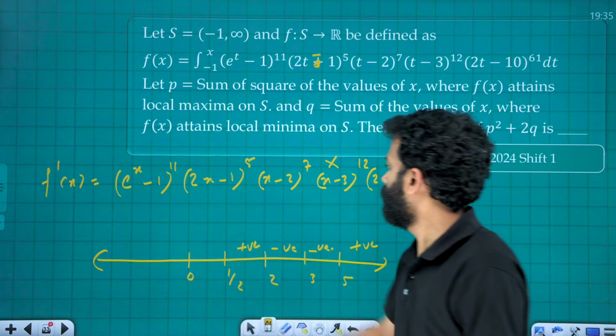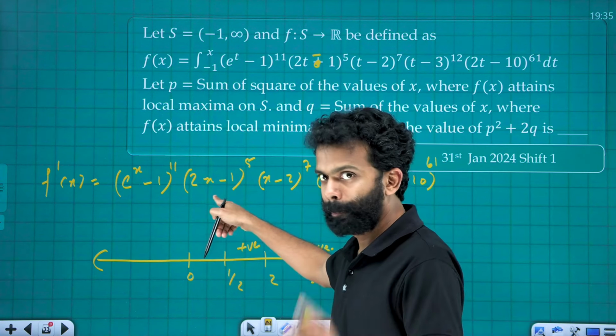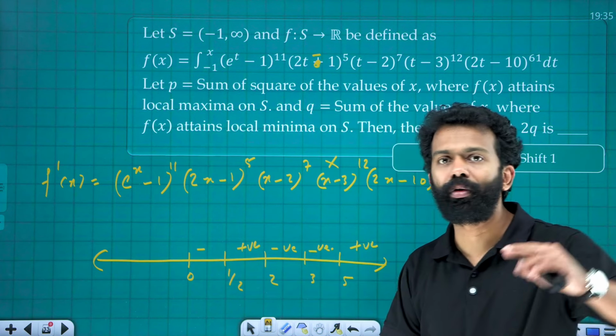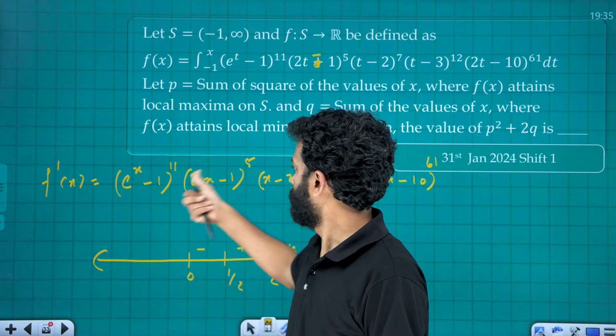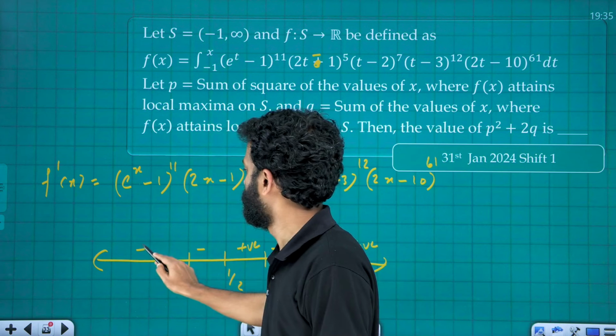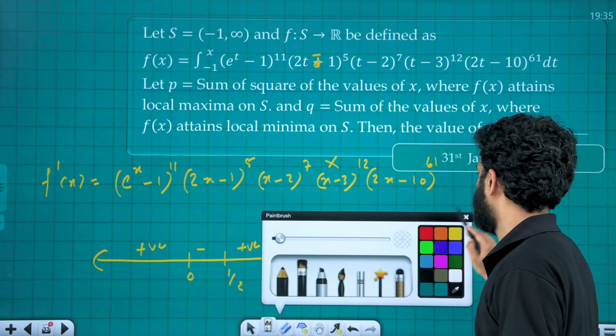Okay. So, take a number between 0 and 1 by 2, that is 1 by 4. This will be positive, negative, negative and negative. Therefore, it will be negative. So, tell me a number which is less than 0, that is a negative number. If you substitute, it will be negative, negative, negative and negative. So, this will be positive. The sign conventions are done. Identifying the plus or minus is done.